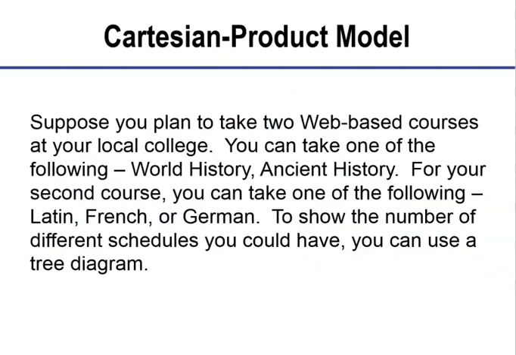So suppose you plan to take 2 web-based courses at your local college. You can take one of the following: world history or ancient history. For your second course, you can take one of the following: Latin, French, or German. Now, to show the number of different schedules you could have, you can use a tree diagram.